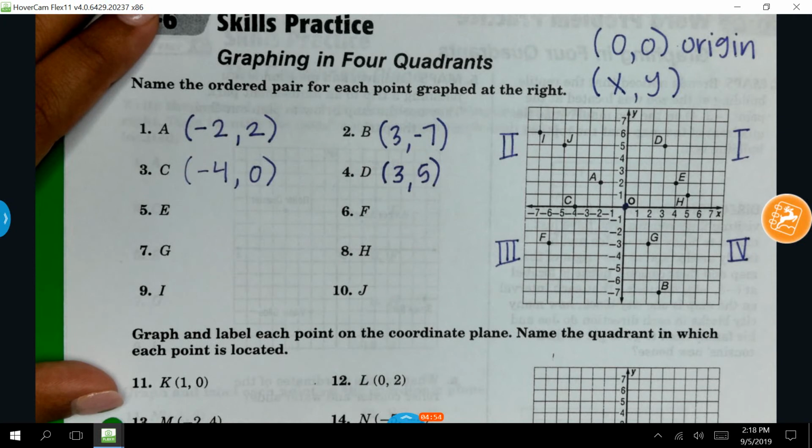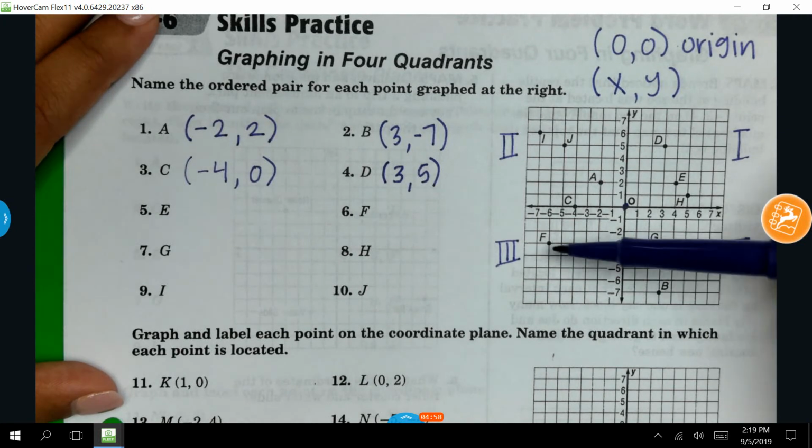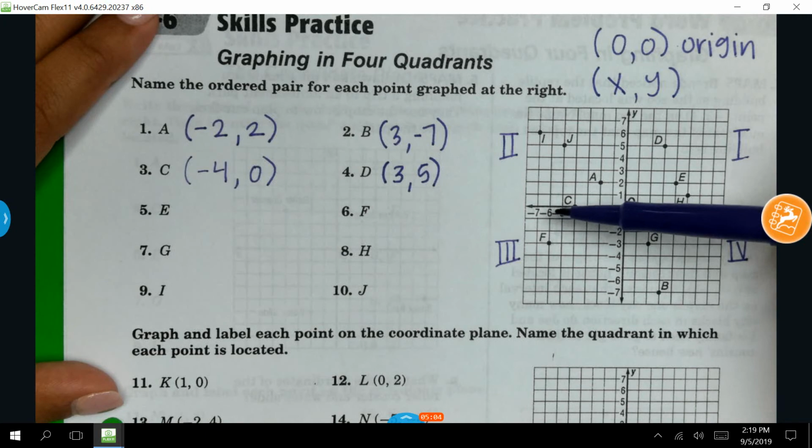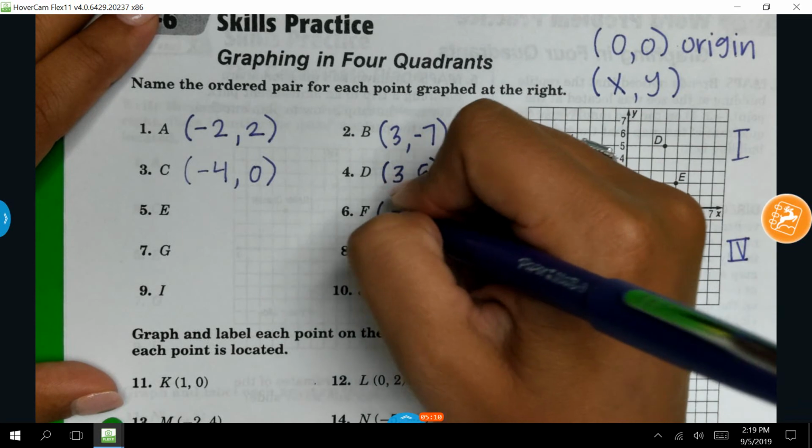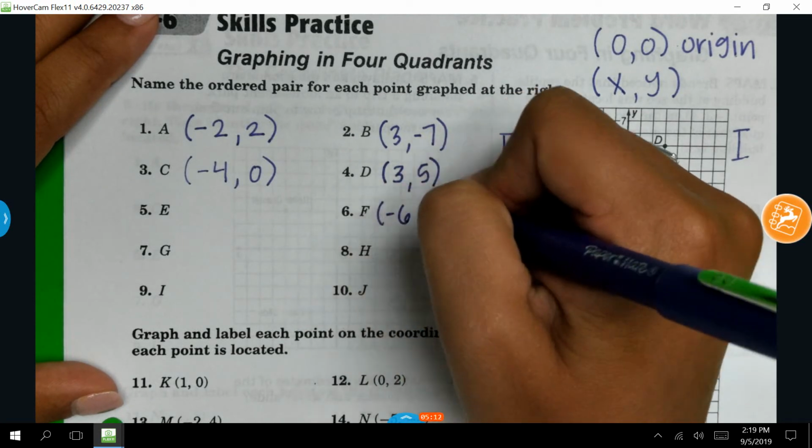And what about E? No, let's not do E. Let's do F. Yes. So number 6. Addison. You have back 6 and down 3, which is negative 6. Yeah, so left 6, which is negative, down 3, which is negative as well. So negative 6, negative 3.